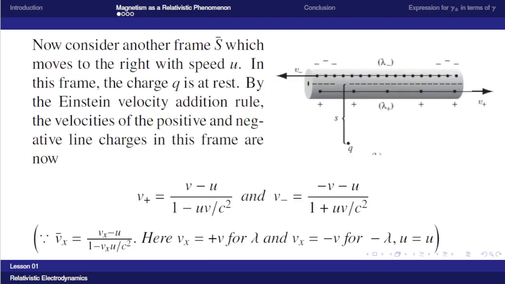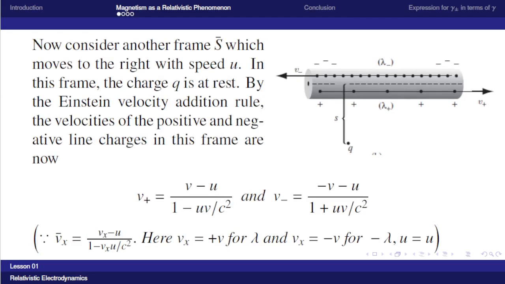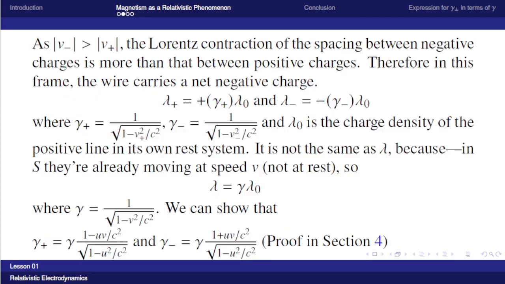Now in S bar frame, the important point is that V plus and V minus are different. They are different in magnitude. Their magnitudes are not the same. We see that V minus has more speed than V plus, as the negative charges are moving with more speed than the positive charges. They are more contracted. There is Lorentz contraction. The contraction is more for the negative charges, or the negative charges become more close together than the positive charges.